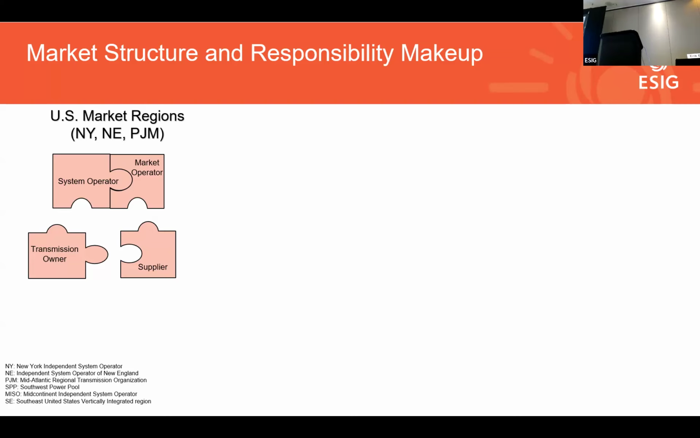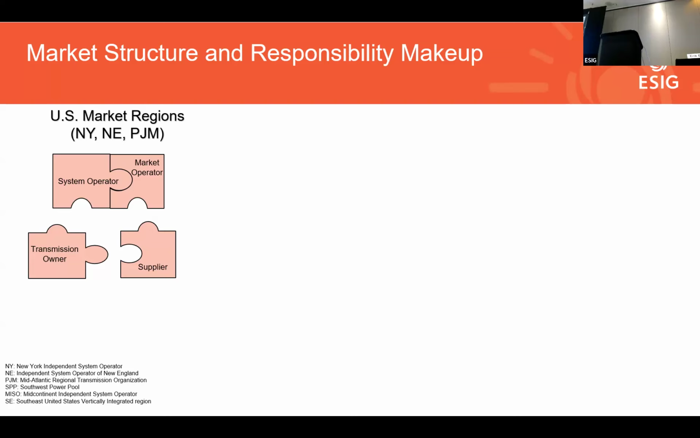Going through a few of these. So in the Northeast region, there's been restructuring in many of the states, but we tend to see across all of the US market regions, the ISO, the market operator and the system operator are one entity, the ISO or the RTO. We'll see that may not be the case in all situations, but we have that one entity that's operating the market as well as the system.